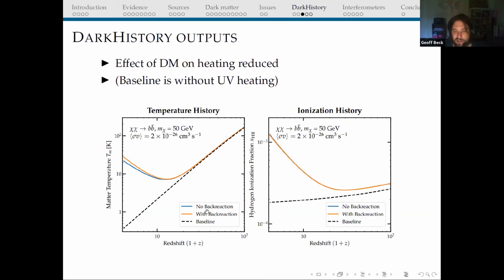Now note there's this additional issue of a back reaction. This is just the introduction of nonlinear effects, because obviously injecting energy into the neutral gas changes all the physics going on. So you have to account for those changes as well.